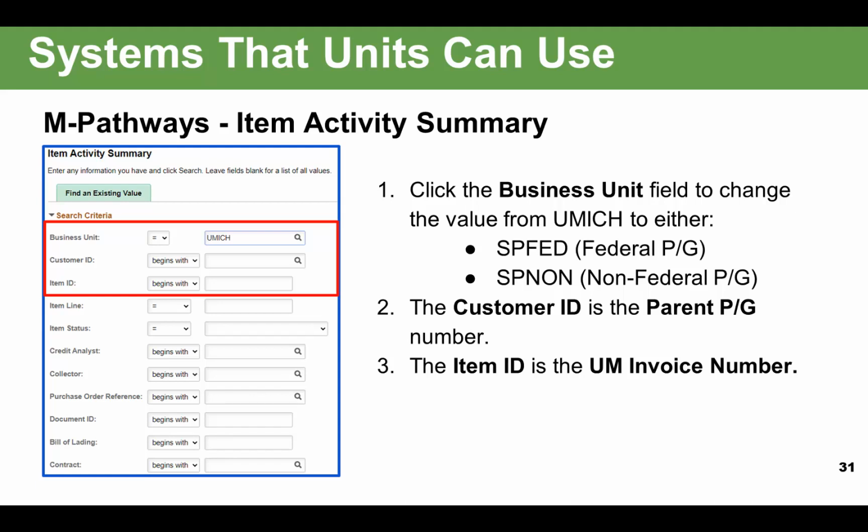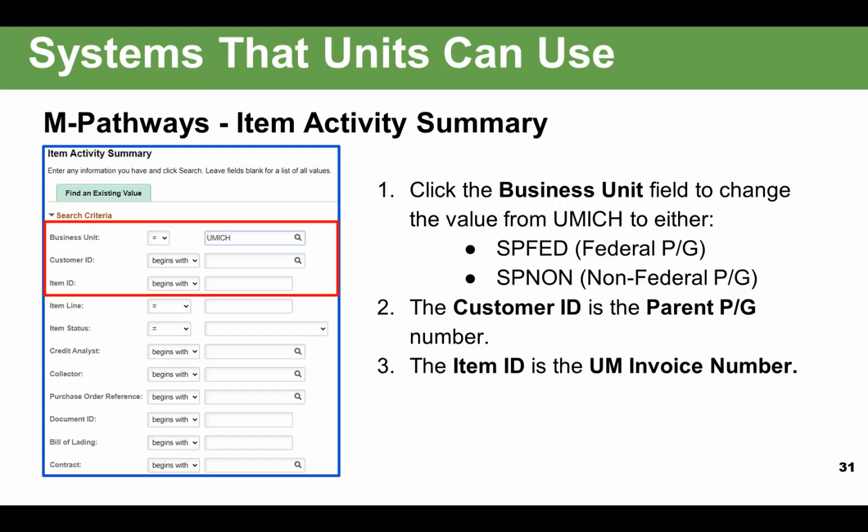The next two boxes are customer ID and item ID. So the customer ID is if you're looking for all of the invoices related to a parent PG. So you will type in your parent PG number along with SP Fed or SP Non. And then at the bottom, when you click search, you'll get a list of every single invoice that has been generated on that project. You can also search by individual item ID invoice number. So if you know the invoice number that you're looking for, you can go into item ID, type in the invoice number, and it'll just generate one link to that individual invoice number.